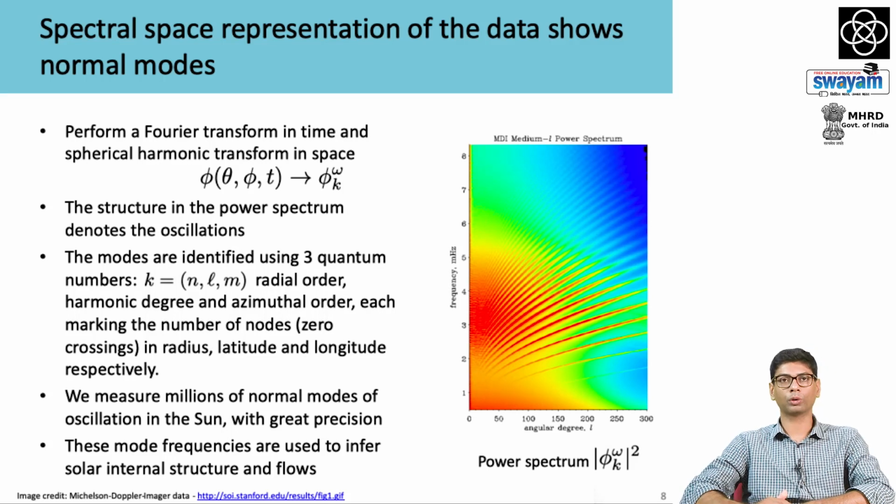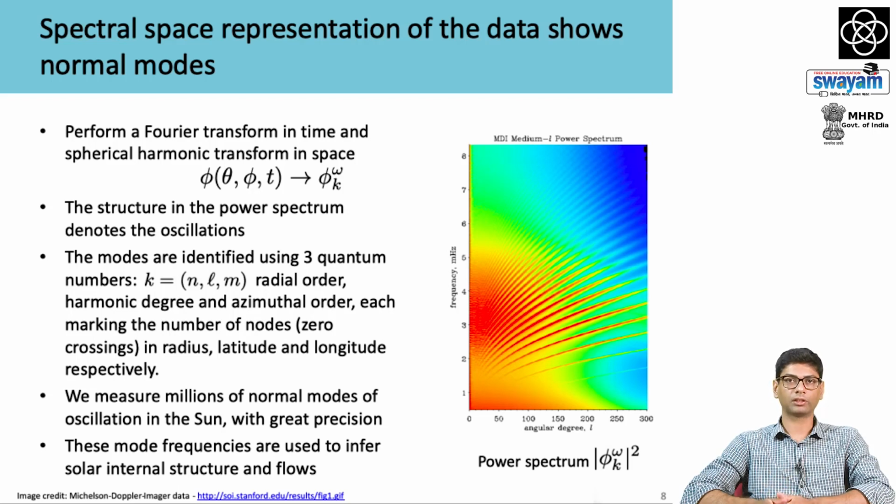If you have no crossings at all as a function of radius, that's called n equal to 0, and that's called a surface mode. Deeper waves with a finite number of crossings are n equal to 1, n equal to 2, and so on. Similarly, L denotes the number of crossings as a function of latitude, and M, the azimuthal order, is the number of crossings as a function of longitude. We take this phi omega k that I described earlier, take the modulus squared, and average over all the azimuthal orders M, and so you're left with mod phi omega subscript L, squared.